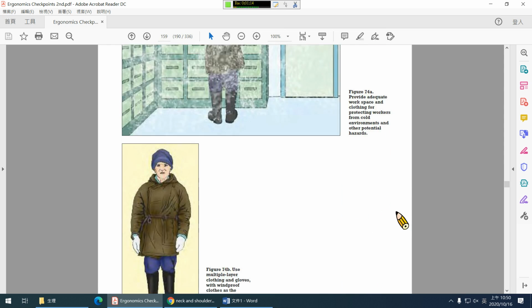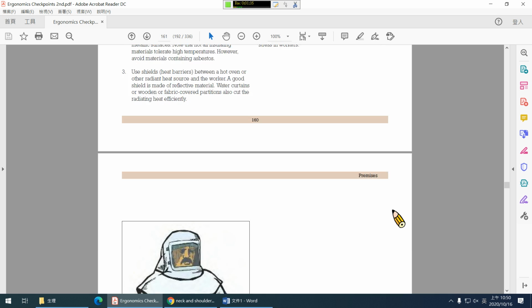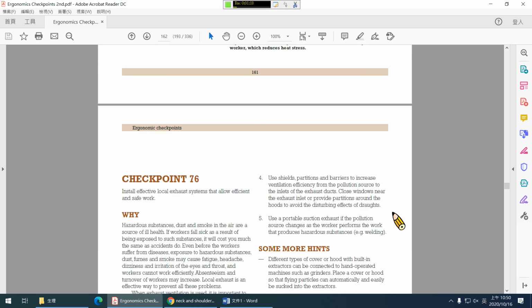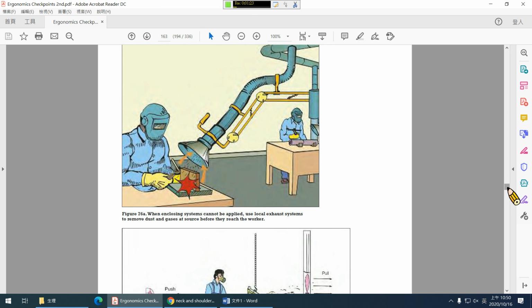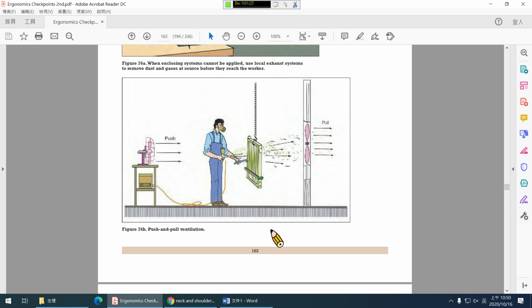So this book itself is a very good material to train the on-site engineers.